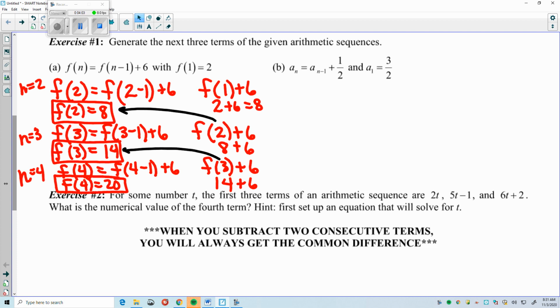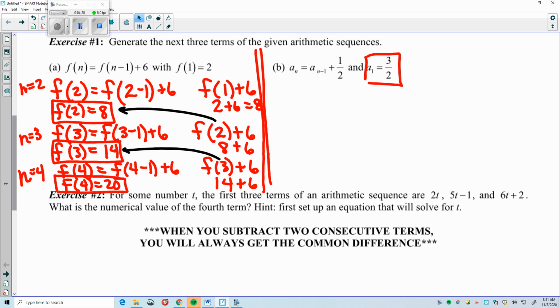Okay, that was one notation. Let's try the next notation. This one is saying, again, we know the first term. That's telling us right here. Here's our first term. We have to find the next three terms. I'm just going to separate this maybe so it's easier to see.